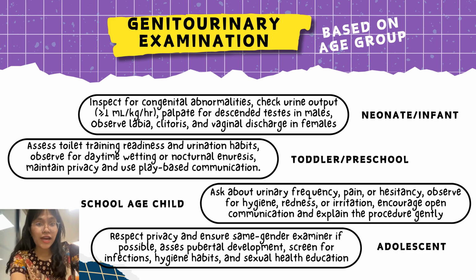For school-age children, we can ask about urinary frequency, pain, and hesitancy, and then we can observe for hygiene, redness, and irritation. For adolescents, we can respect privacy and ensure a same-gender examiner if possible, and then we can assess pubertal development, and then screen for infections, hygiene habits, and sexual health education.